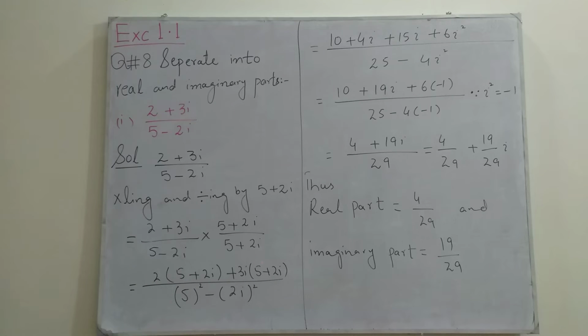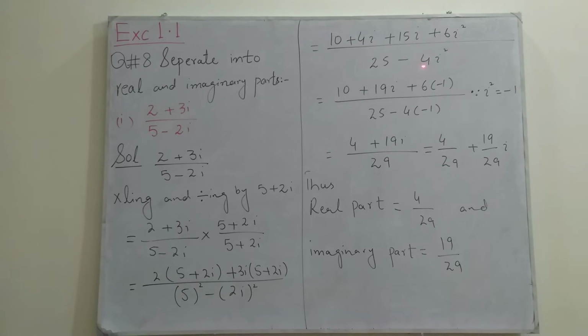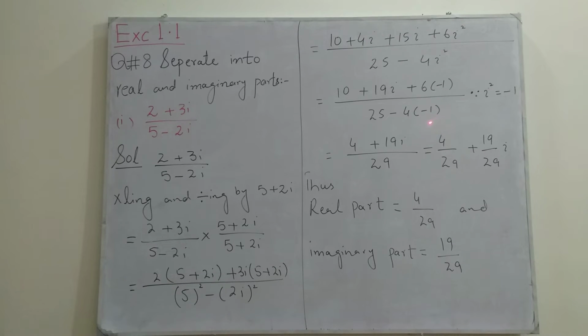Now for the denominator, 5² becomes 25 and (2i)² becomes 4i². Here putting i² equals −1. So it will become 10 − 6, that is 4, plus 19i, and 25 + 4, that is 29. Now we can write 4 divided by 29 plus 19 divided by 29 i, meaning we divide 29 separately with 4 and 19i.